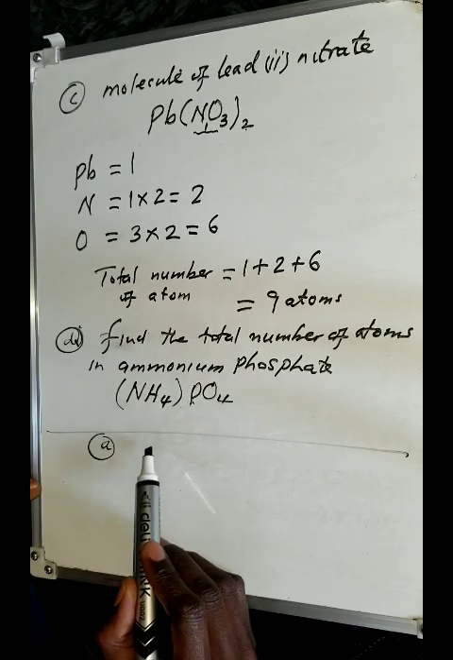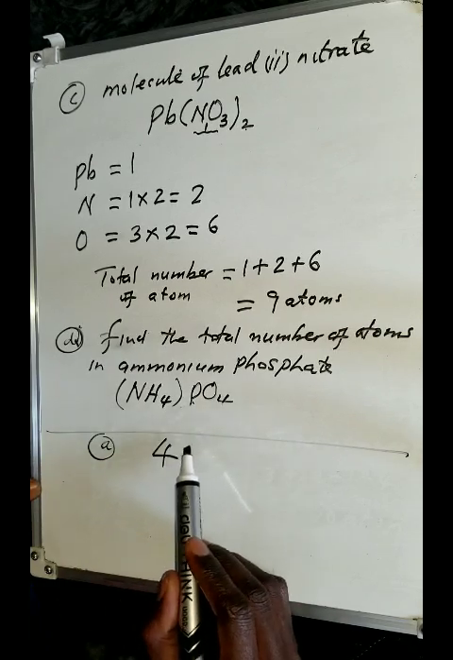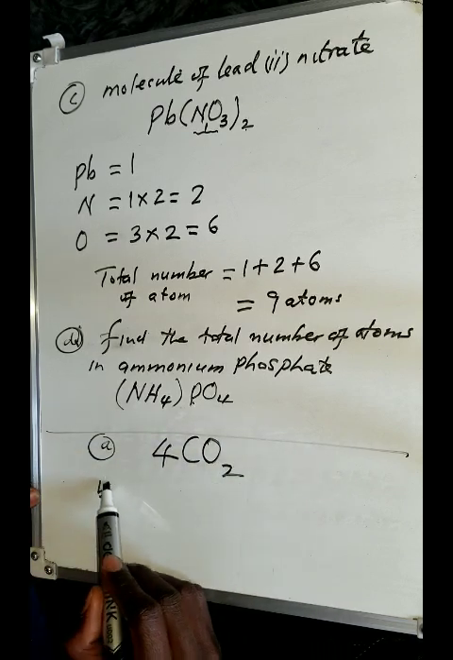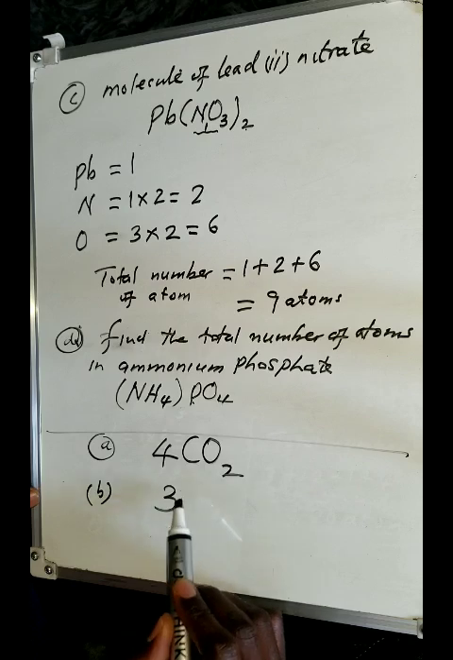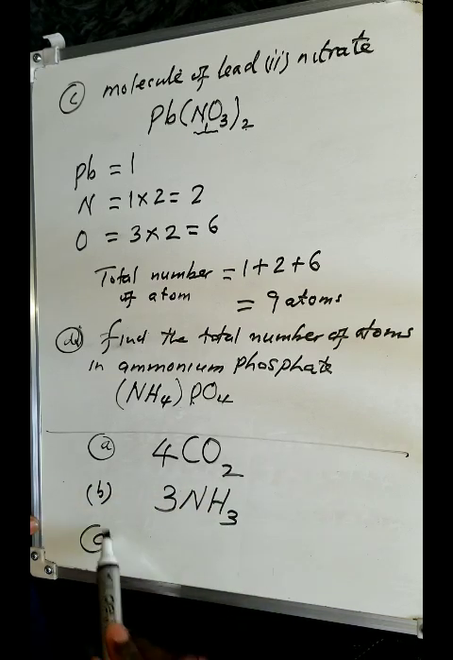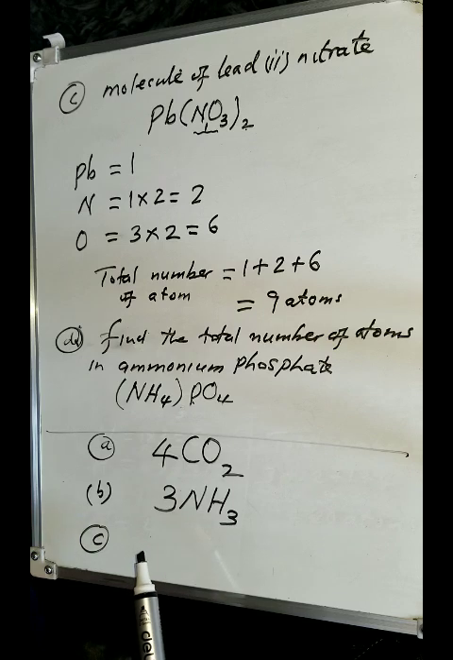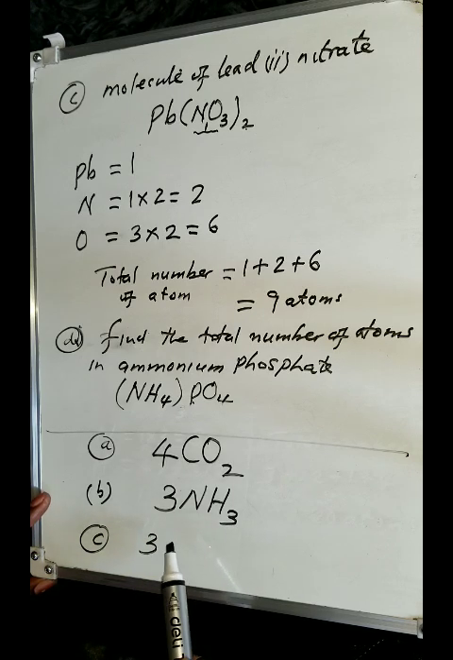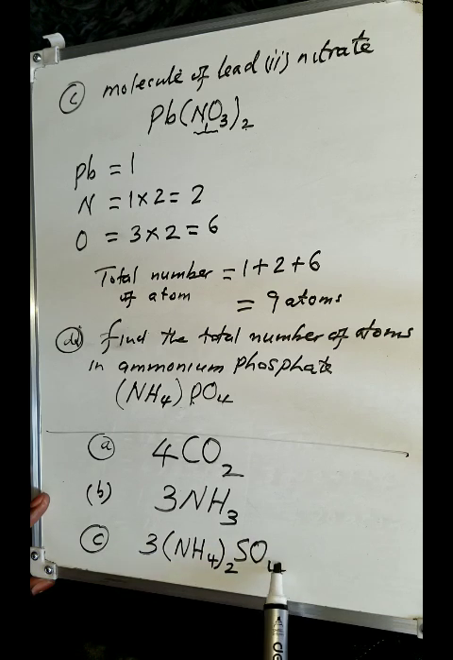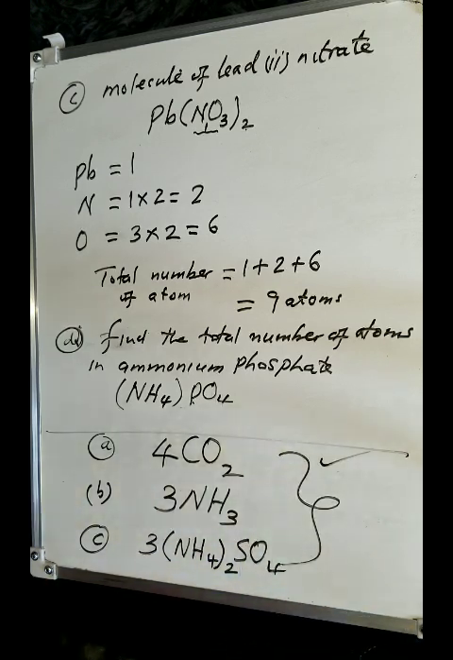You can try to find the number of atoms in the following molecules. Maybe let me give you: 4 molecules of carbon dioxide, then 3 molecules of ammonia, then 3 molecules of ammonium sulfate. All right, so you can try to attempt this and see what you can do.